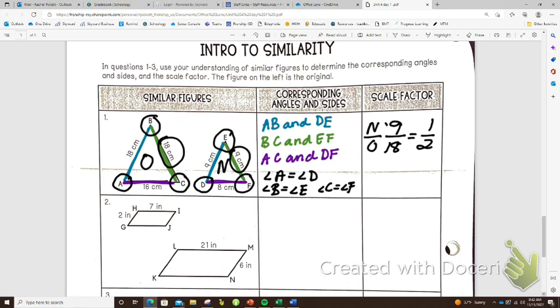And because that was less than 1, this is a reduction, which means our new shape is smaller than our original shape, which you can see in the picture.